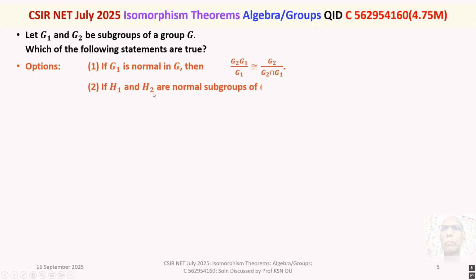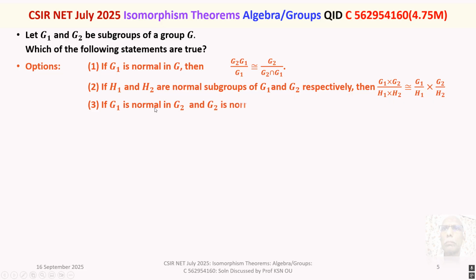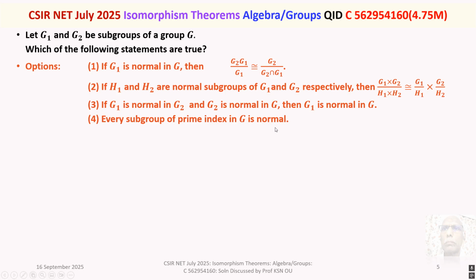Option 2, if H1 and H2 are normal subgroups of G1 and G2 respectively, then G1 cross G2 by H1 cross H2 is isomorphic to G1 by H1 cross G2 by H2, the direct product of these two groups, and G1, G2 also the direct products. Right. Now, option 3, if G1 is normal in G2 and G2 is normal in G, then G1 is normal in G. Option 4, every subgroup of prime index in G is normal.